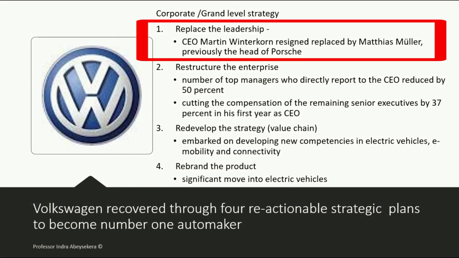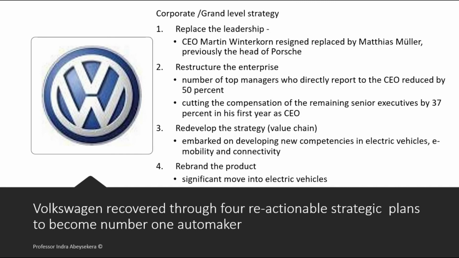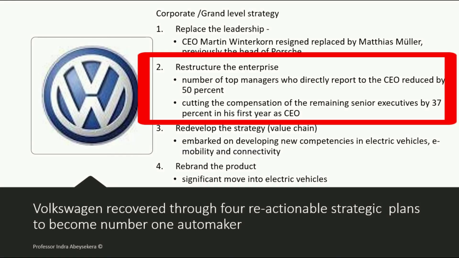First, it replaced the leadership. The CEO, Martin Winterkorn, resigned when the software scandal was found, and the CEO was replaced by Matthias Müller, previously the head of Porsche. Second, it restructured the enterprise. The number of top managers who directly report to the CEO was reduced by 50%, and it cut the compensation of the remaining senior executives by 37% in the first year of that CEO.